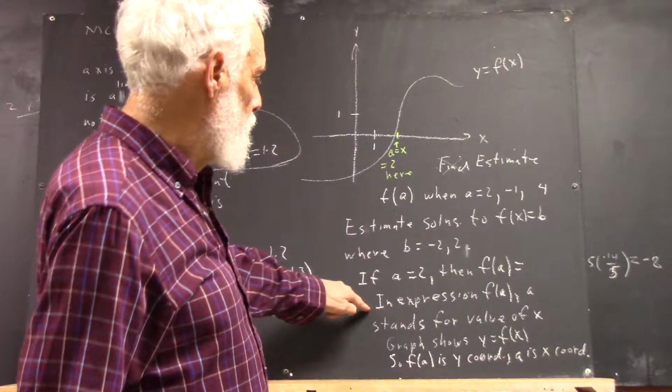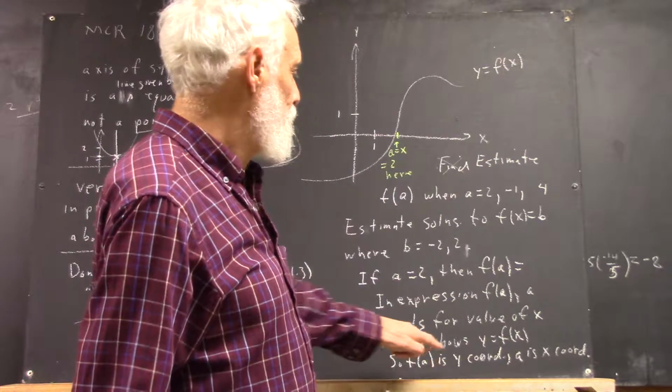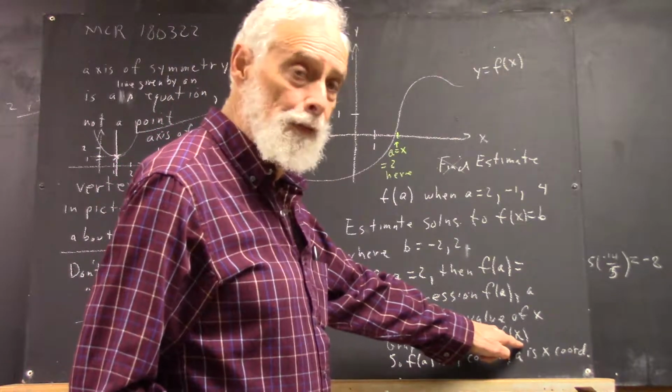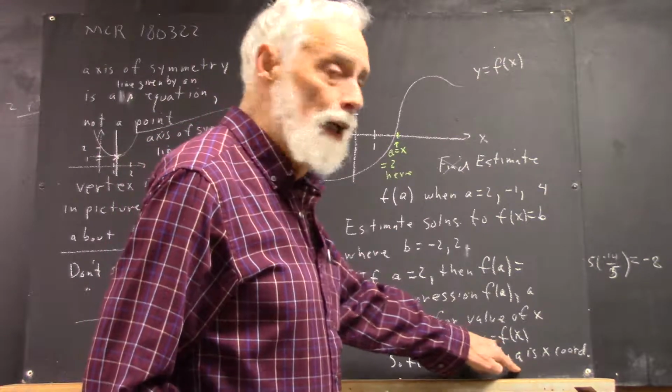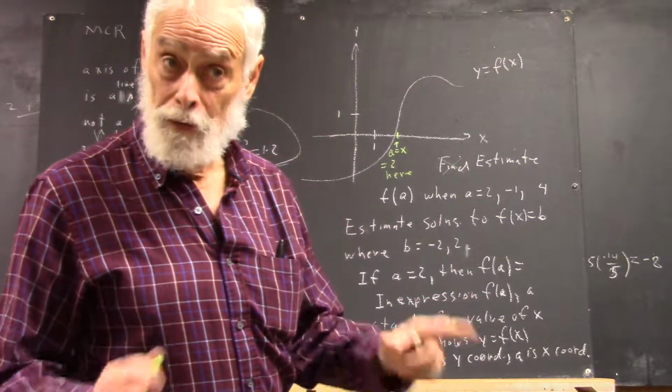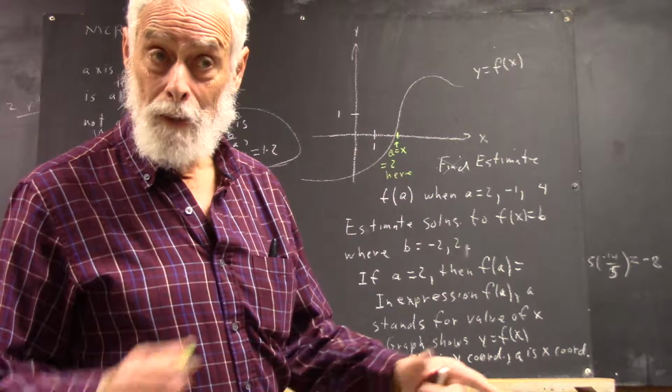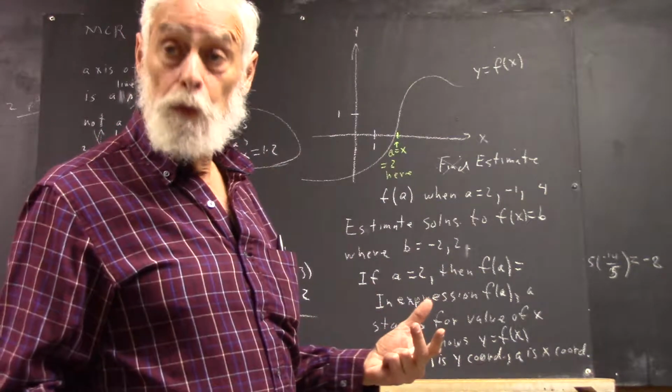Again, the expression f of a stands for the value of x. The graph shows y equals f of x, so that f of a is the y coordinate and a is the x coordinate. Does that make sense? It's kind of logically not trivial, right?